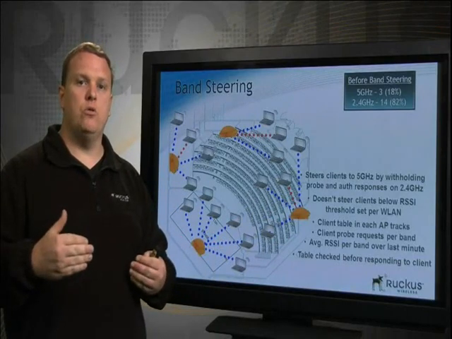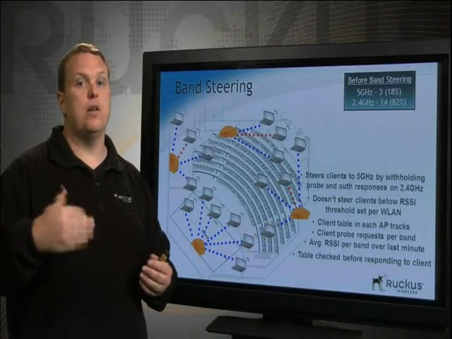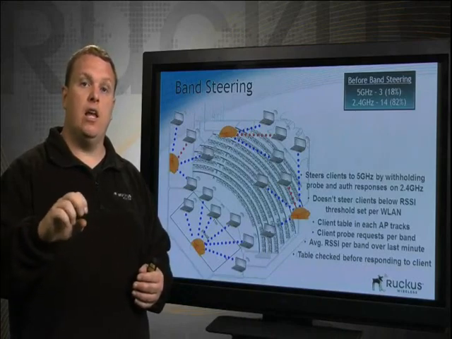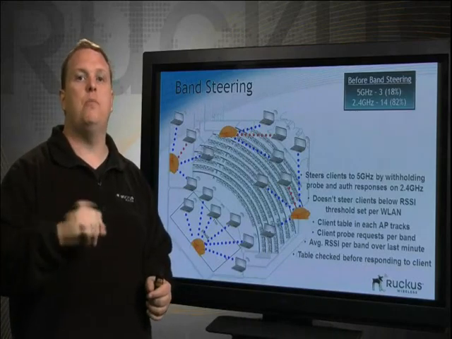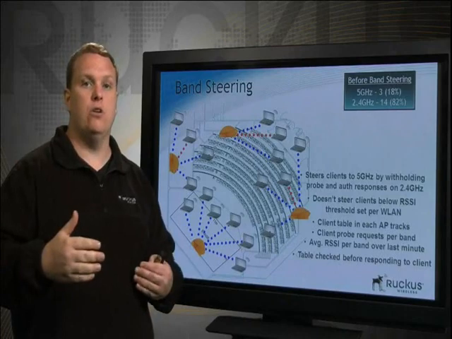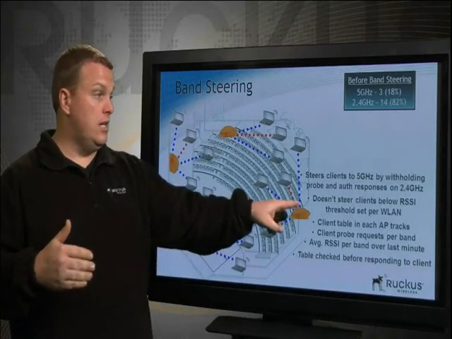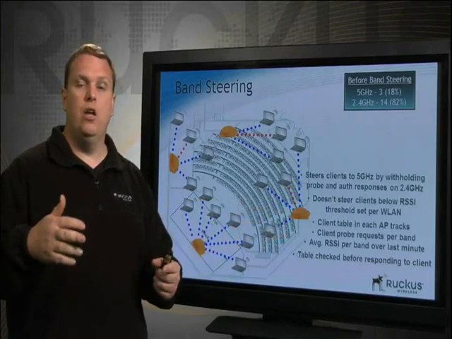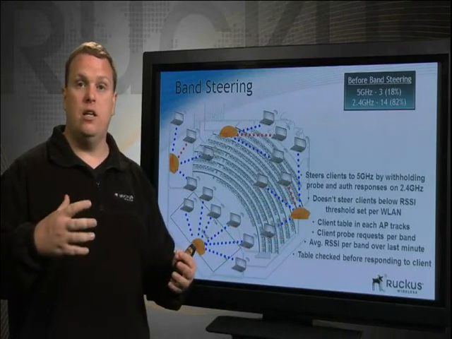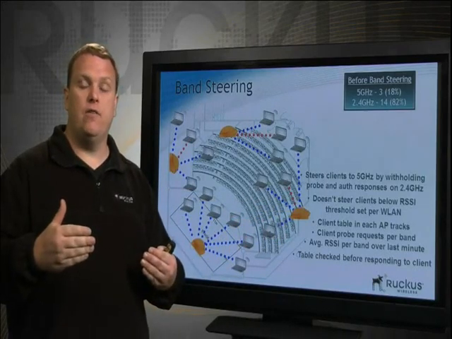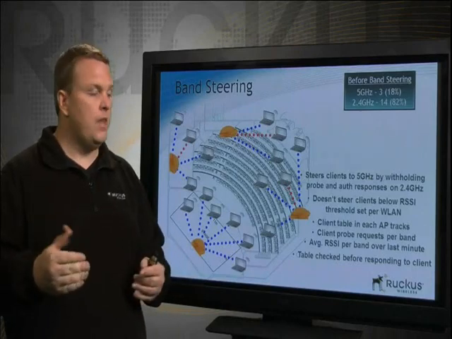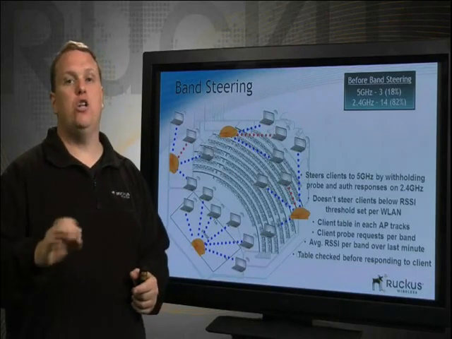And the way we do that is we make 5 gigahertz more enticing. We'll give it a faster probe response. So we'll send back a probe response frame faster from 5 gigahertz and kind of hold it back on 2.4. It does take into account signal strength. So if an AP doesn't see a client with good signal strength on 5 gigahertz, it's not going to steer it that way. The end result is much better performance.